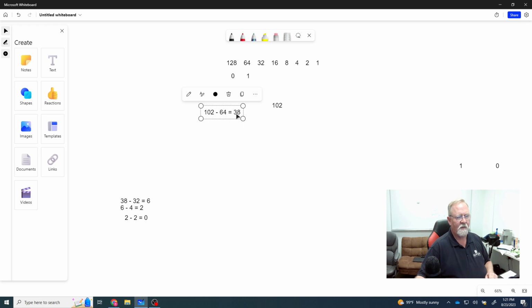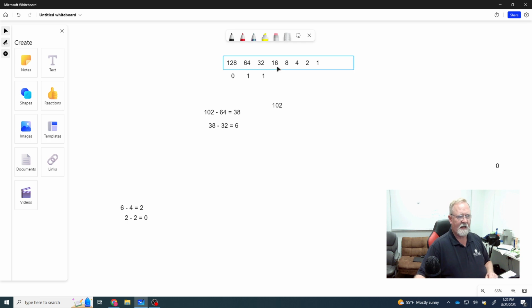So what we need to do, once again, is find a number that's just less than 38. Can we do that with 32? Yes, we can, because 32 is just less than 38. So once again, we subtract. Remember, we're going exactly the opposite of what we did converting the other way. We're subtracting the numbers out. So we take 38, we subtract 32, and that leaves us with 6. So we have 6 more to account for.